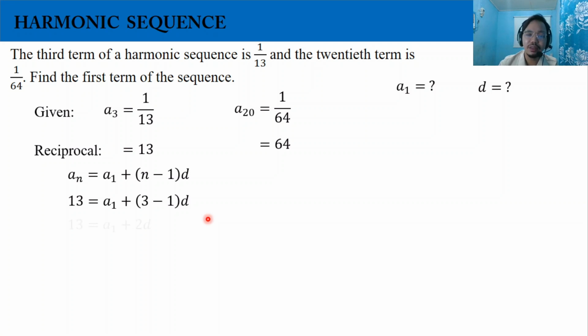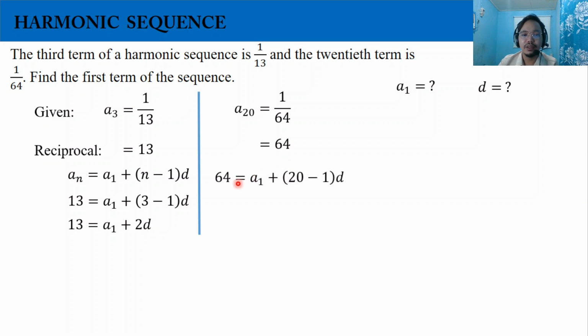Okay, so let's do the same thing later in our 20th term. So let's simplify it first. We have 3 minus 1 times d, that is 2d. So for the third term, 1 over 13, we have 13 equals a sub 1 plus 2d. So let's do the same manner in the 20th term. We have 64 equals a sub 1, or the first term, plus 20 minus 1 times d. So why 64? Because the 20th term is 1 over 64. Then, 20 is the term position. That's why we have 20 minus 1. Then simplify. We have 64 equals a sub 1 plus 20 minus 1 is 19, so we have 19d.